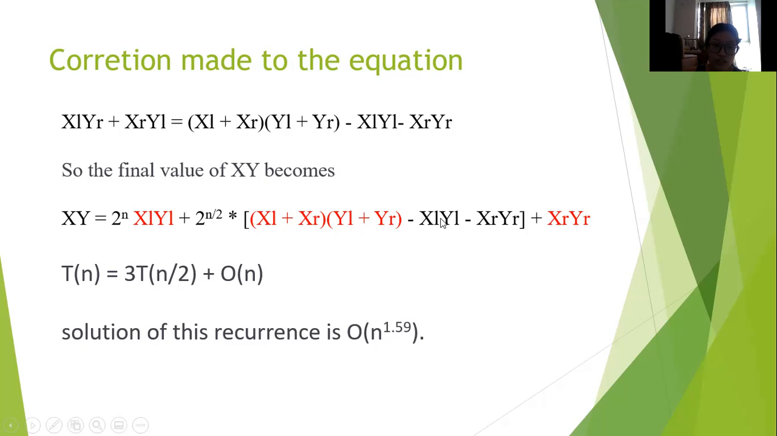And now we officially get the way to calculate the time complexity of this new algorithm, which is T(n) is equal to 3T(n divided by 2) plus O(n). And here it's n divided by 2 because again, x left and y left are integers of half the size of x and y respectively. And the solution to this recurrence is O(n) to the 1.59, which I think we briefly mentioned in class as 1.58. But yeah, so I hope you enjoyed this video. Thank you.